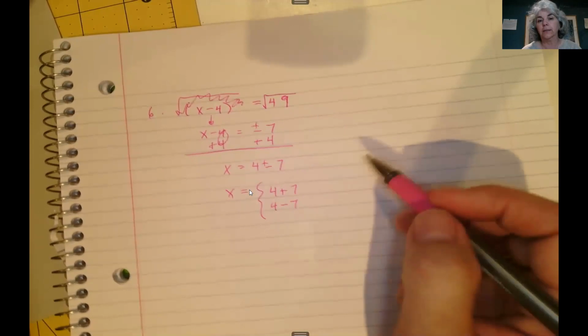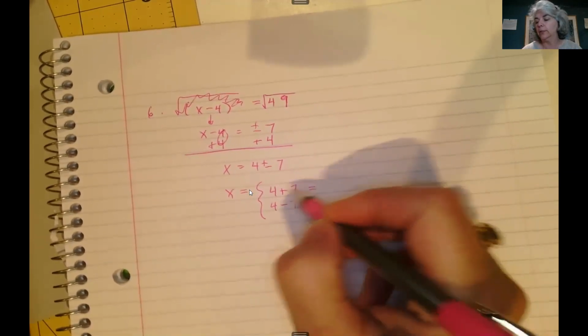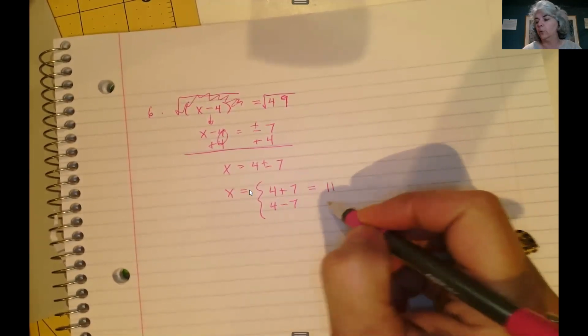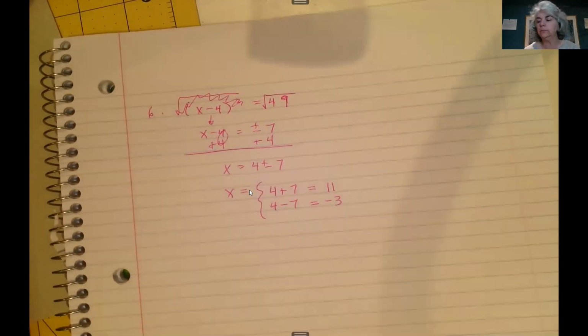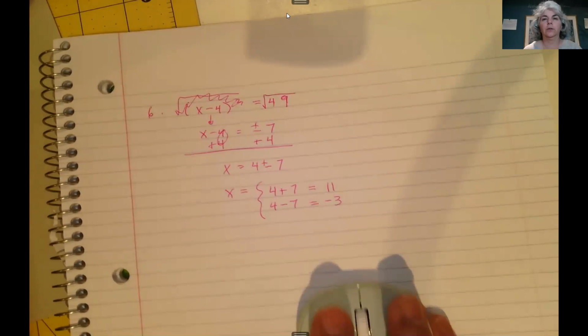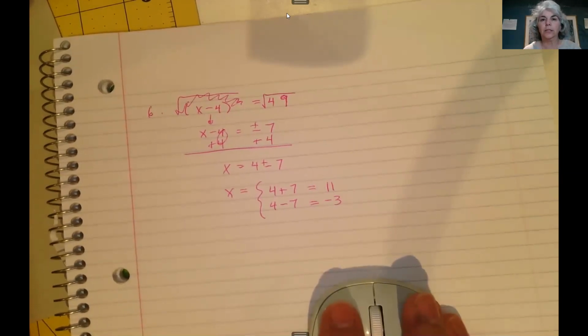4 plus or minus 7. And so 4 plus 7 gives me one of the answers, and 4 minus 7 gives me the other answer. All right, so I'm going to stop this for a minute and go to the Desmos website again so you can see what that looks like.